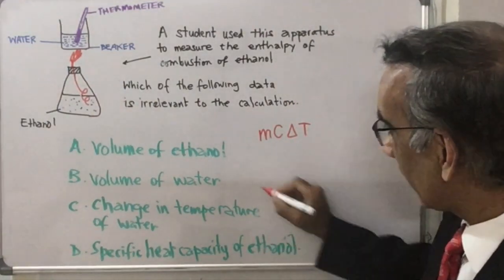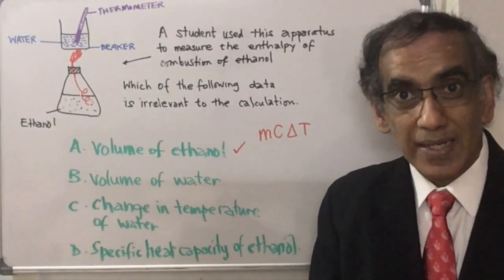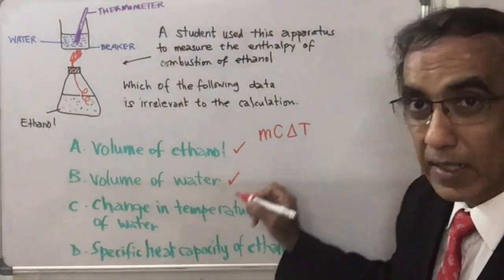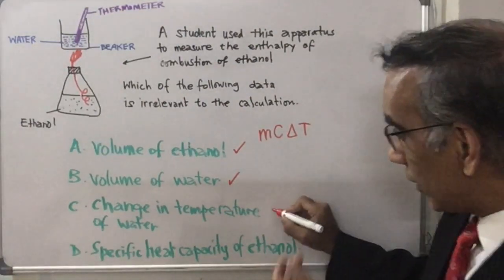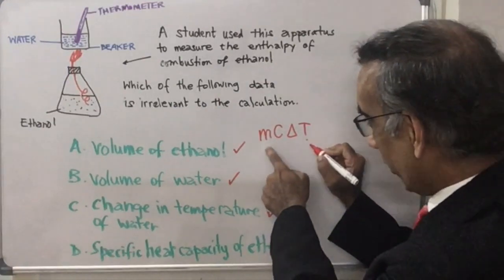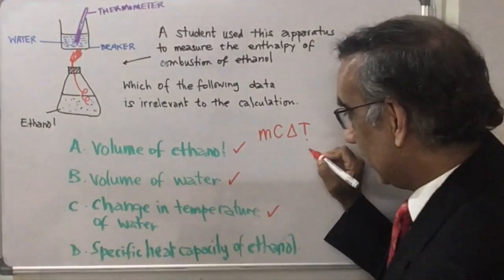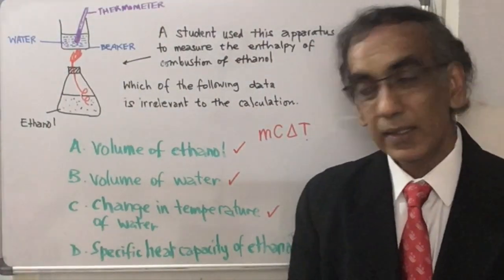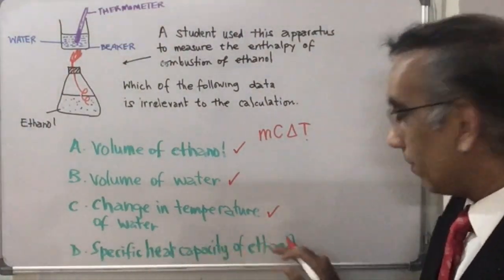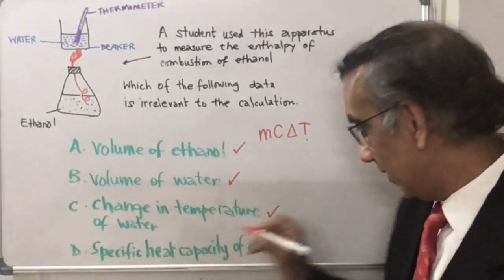That's for sure. You need to know the volume of water or the mass of water that you have. It's the same. You need to know the change in temperature of the water. The volume or the mass of the water, the volume or the mass of the ethanol. But what you don't need is the specific heat capacity of ethanol. And the answer to this question is D.